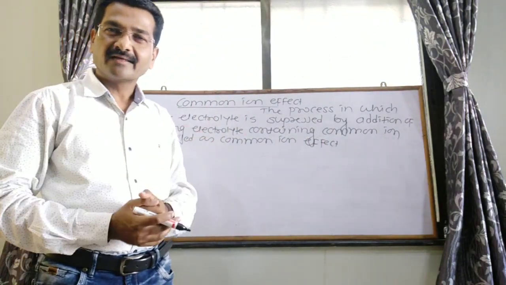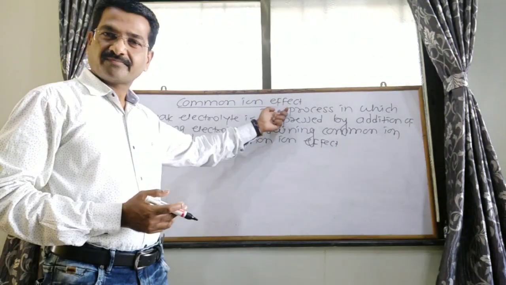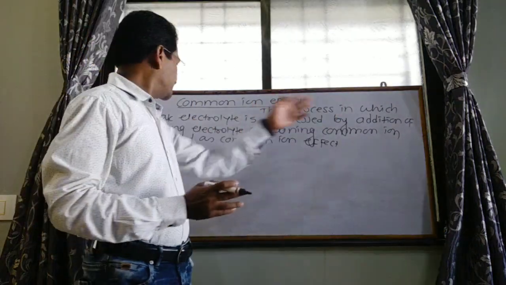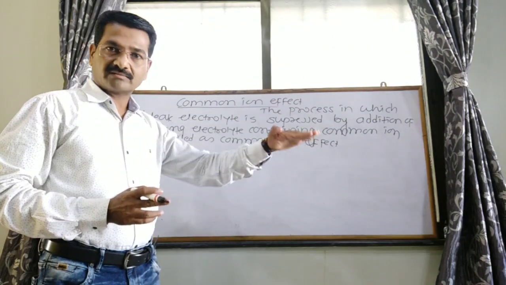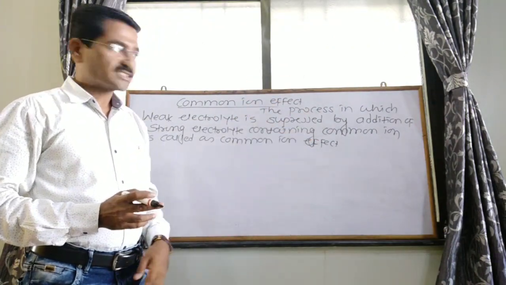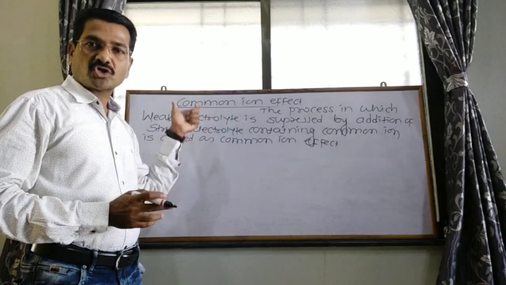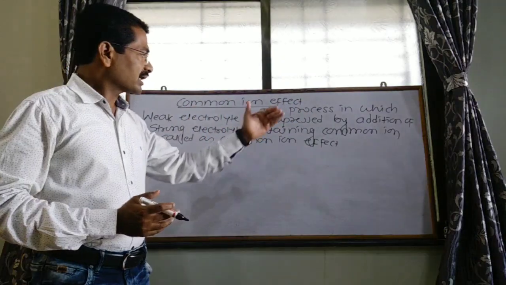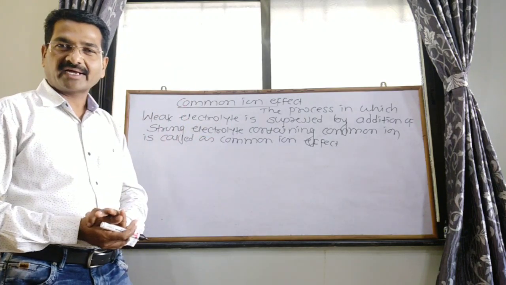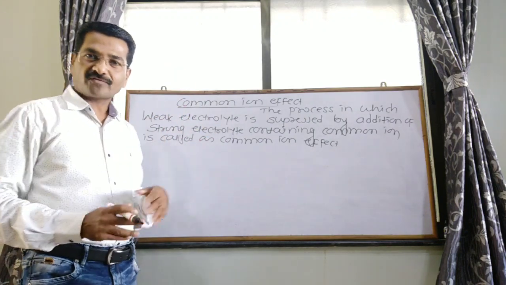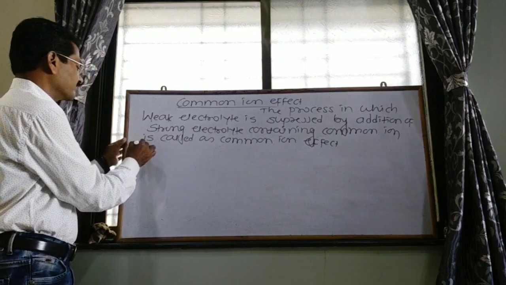Again, the process or phenomenon in which a weak electrolyte is suppressed by addition of a strong electrolyte containing a common ion is called the common ion effect. Now let's see the explanation of the common ion effect.